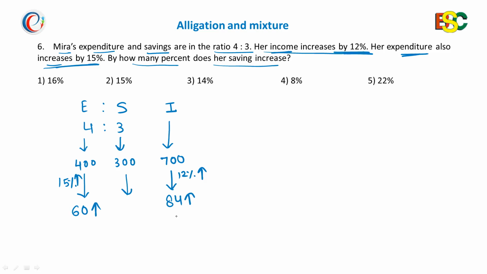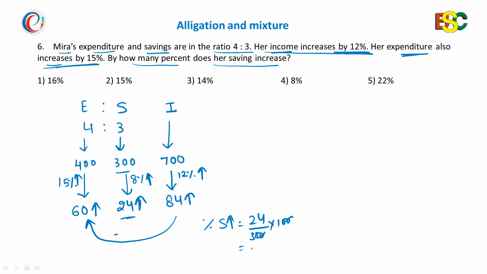So saving becomes 84 minus 60, right, that is 24. So her saving increases by 24, and therefore the percentage increase in saving becomes 24 upon 300 into 100, which is equal to 8%. So her saving increases by 8%.